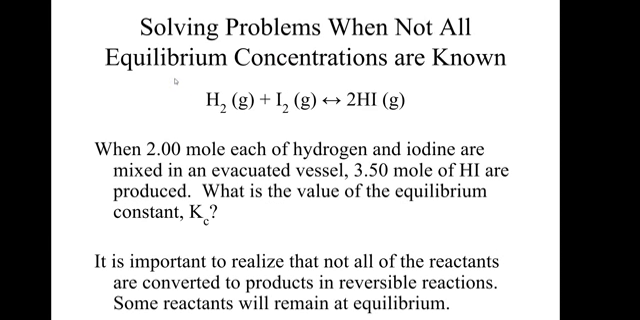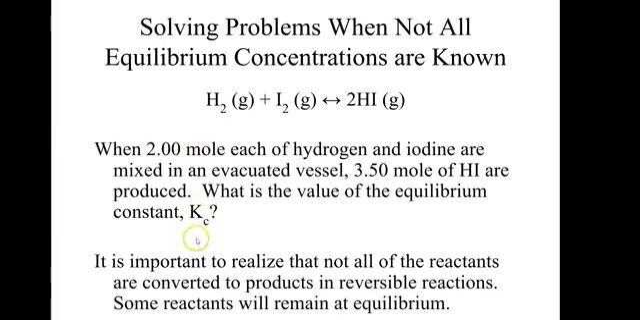Now, when we solve these problems, we'll do ICE tables. As an example, here's a classic case. Here we have this in gases. It's a balanced equation. We could write the equilibrium expression. It says you start with 2 moles of hydrogen and iodine, you mix it in a vessel, and 3.5 moles of HI are produced. We can assume that's at equilibrium, and that this 2 moles is the start. What's the value of Kc?